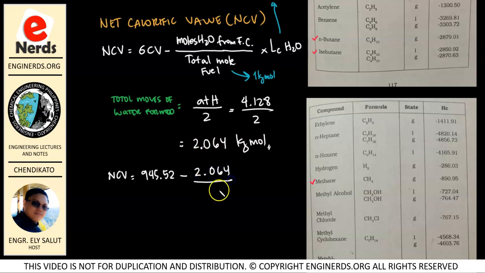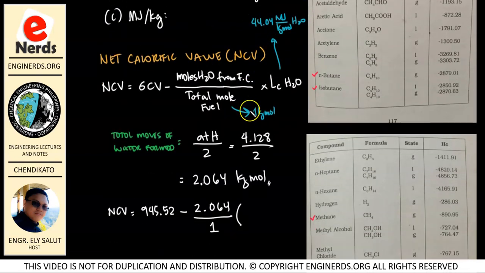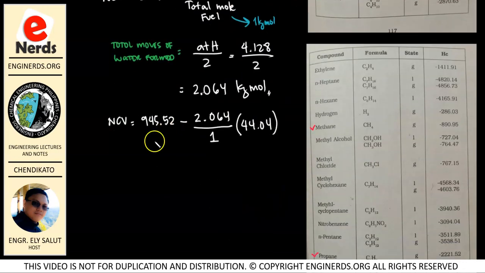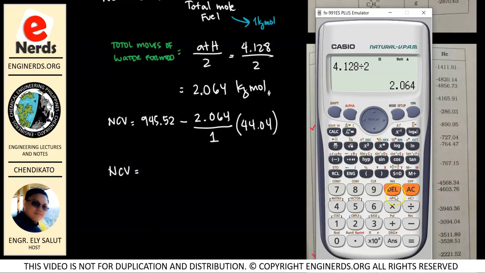2.064 over our total mole of fuel, which is 1 kilogram mole. And then, we will multiply it by the latent heat of condensation of water, which is 44.04. Okay? So, that will be our net calorific value. Okay? So, let us solve for that.